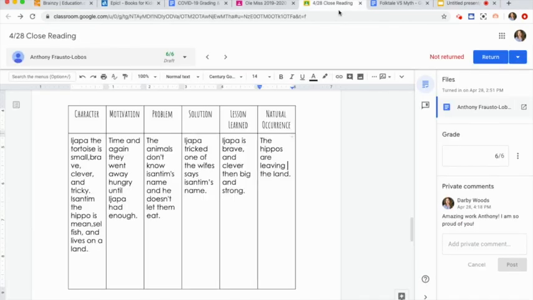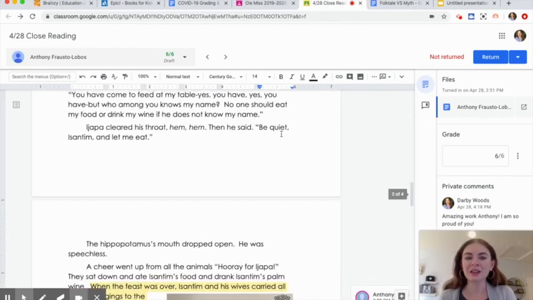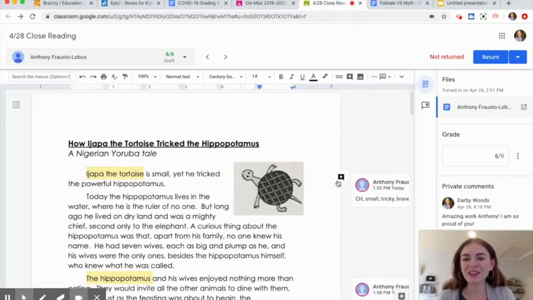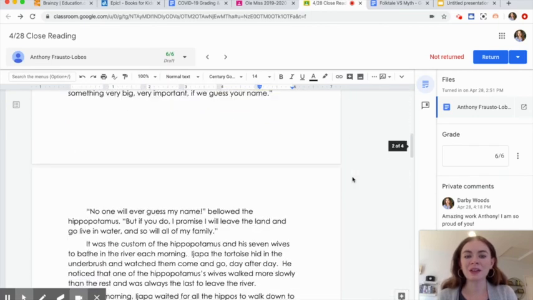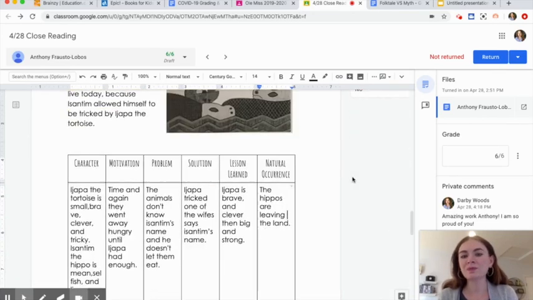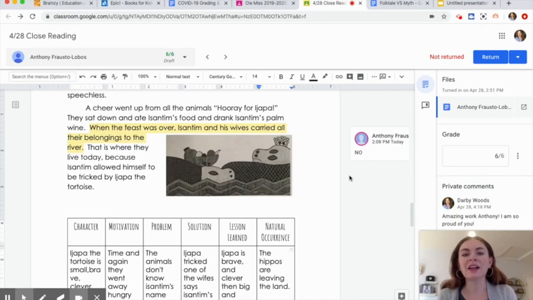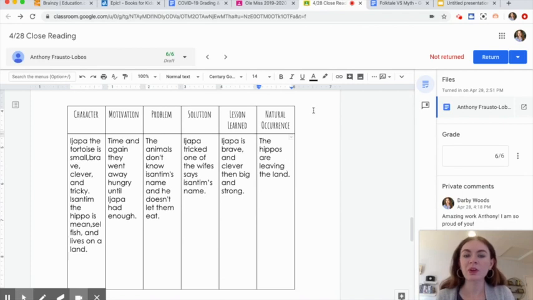And before we do that, I would like to shout out one scholar who did an amazing job on their close reading yesterday. The person I would like to shout out is Anthony. Way to go, Anthony. Anthony did a great job of taking notes and adding comments throughout his work. He also made sure to add the character traits in his notes. He also went back and highlighted where he found the natural occurrence. He did an amazing job on his thinking job chart, and we'll go over that in just a minute.